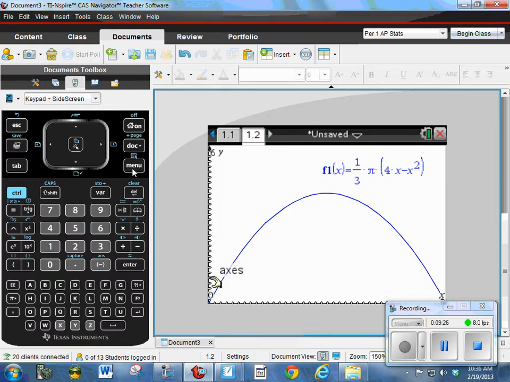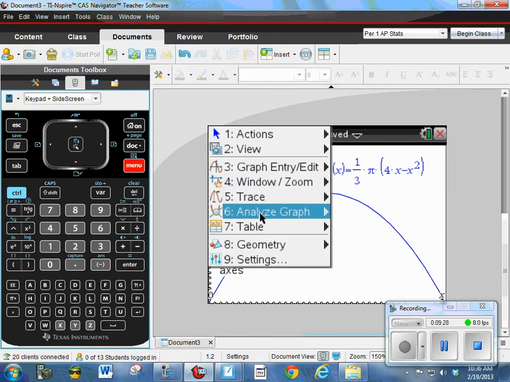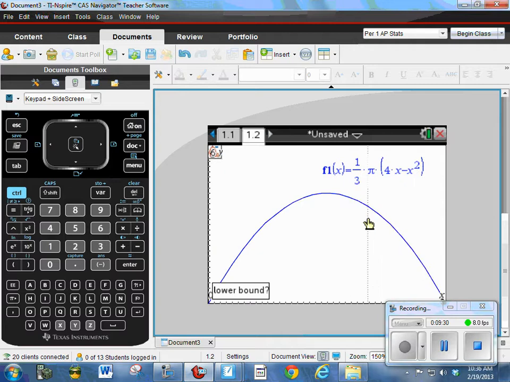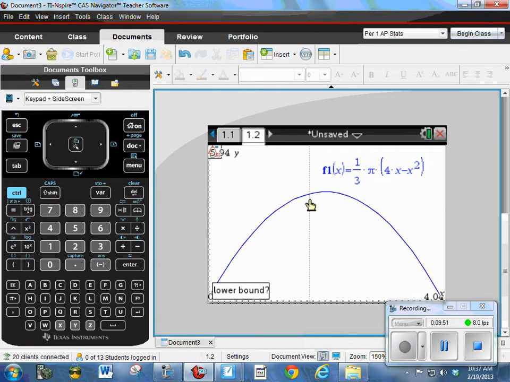So if we look at going to the menu again, analyzing the graph, and going to maximum, I did figure out what you need to do. You need to use your touchpad to scroll that line over until it's to the left of the point of intersection, or the maximum point, then click. And when you click, you're going to drag that over until it reaches the maximum, and then you can click again. And there's my maximum point.